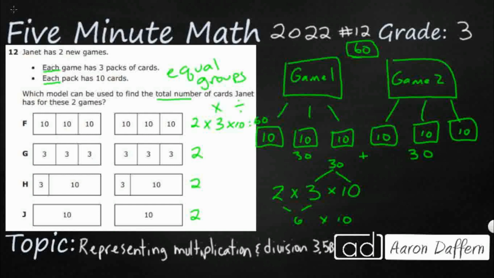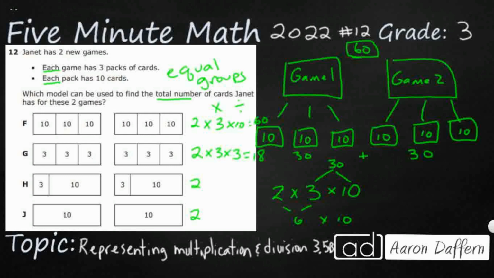Let's check our G. All right, so it looks like it starts okay. I've got 2 games. Each game looks like it's got 3 sections or 3 packs of cards, but inside each of those packs, instead of a 10, look, I've got 3. So I'm multiplying 2 times 3 times 3, or 3, 6, 9, 12, 15, 18. So that doesn't give me enough cards, because it looks like they have each pack of cards with 3 rather than 10. So they just used the 3 twice.